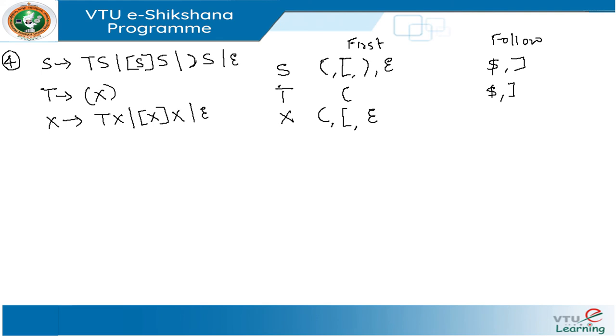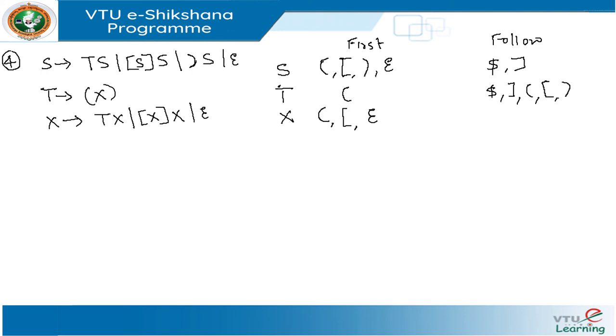Then follow set of T: here S is following T, hence the symbols present in the first set of S are following the non-terminal T. Hence, we are having the symbols from first of S as opening parenthesis, opening square bracket, and closing square bracket. Closing parenthesis must also be added. So the follow set of T contains opening parenthesis, closing parenthesis, opening square bracket, closing square bracket, and dollar. These are the symbols present in the follow set of T.